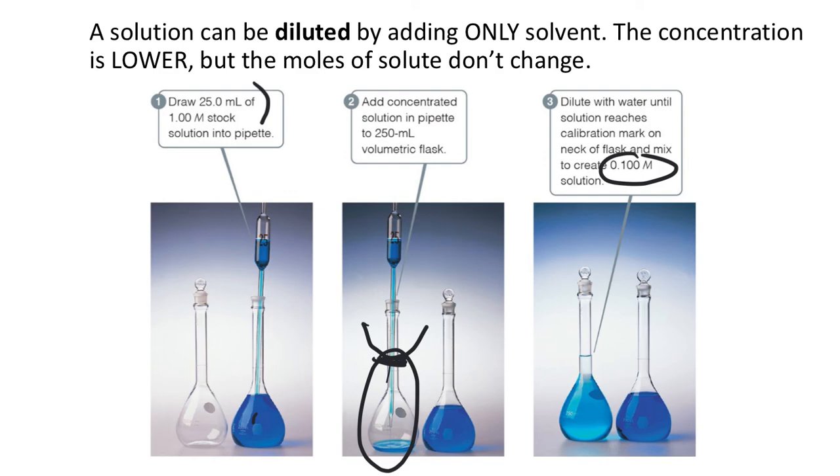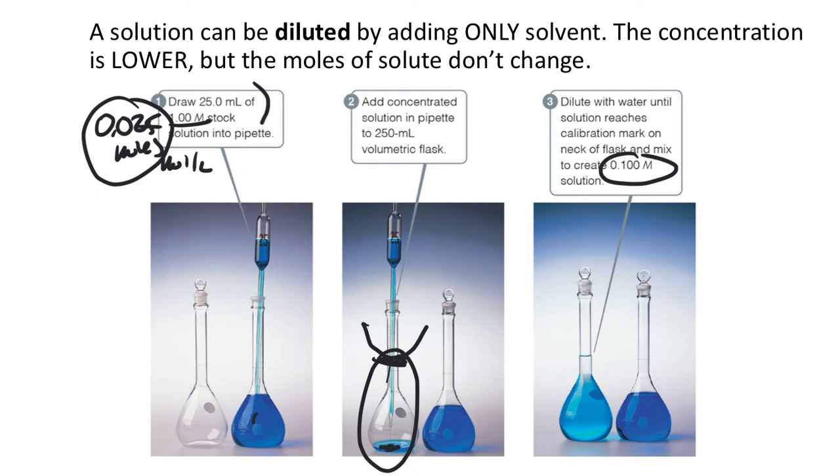Okay. So if we have 1.00, this is moles per liter. Think about how many moles of the solute. We don't even know what the solute is, but the moles of the solute would be 1 mole per liter times 0.025 liters. So this is 0.025 moles, just from taking the moles per liter times the volume of 25 milliliters.